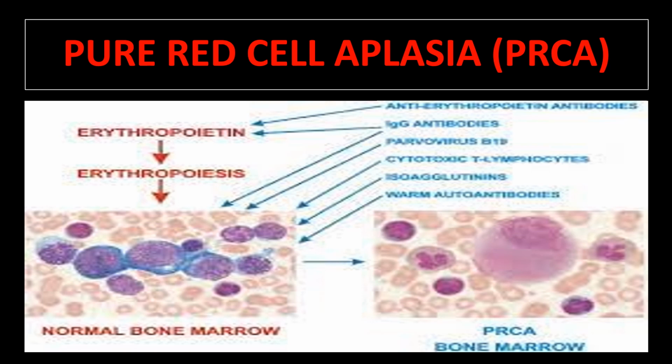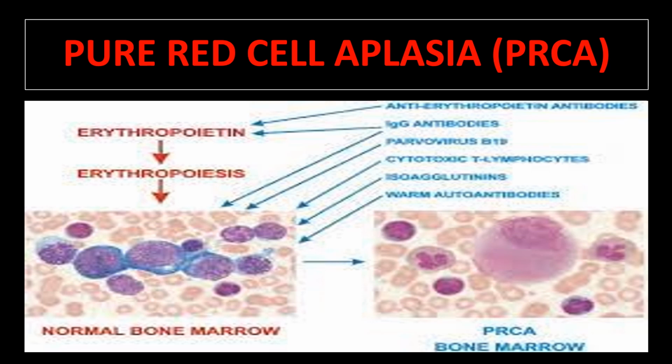So there is a wide range of etiologies for pure red cell aplasia. It could be from anti-erythropoietin antibodies that attack your erythropoietin, which, as we tackled in hematology 1, promotes the development of red blood cells, which is called erythropoiesis. And then we also have another etiology, IgG antibodies, which attack your erythropoietin and also your bone marrow cells. We have cytotoxic T lymphocytes, which attack the cells, also with your isoagglutinin and warm autoantibodies.